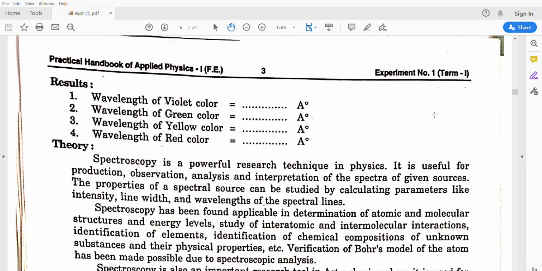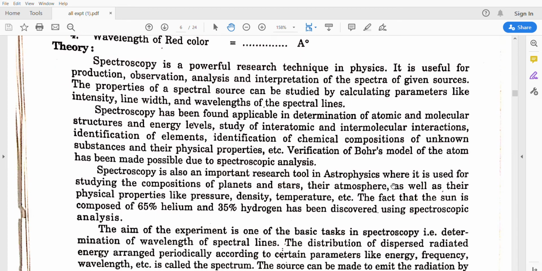So this theory can be explained using the lab manual. We can see that the objective of this experiment is to determine the wavelength of the different spectral lines of mercury light with a plane transmission grating by the minimum deviation method. As I already told, this is the process we are applying in our lab.